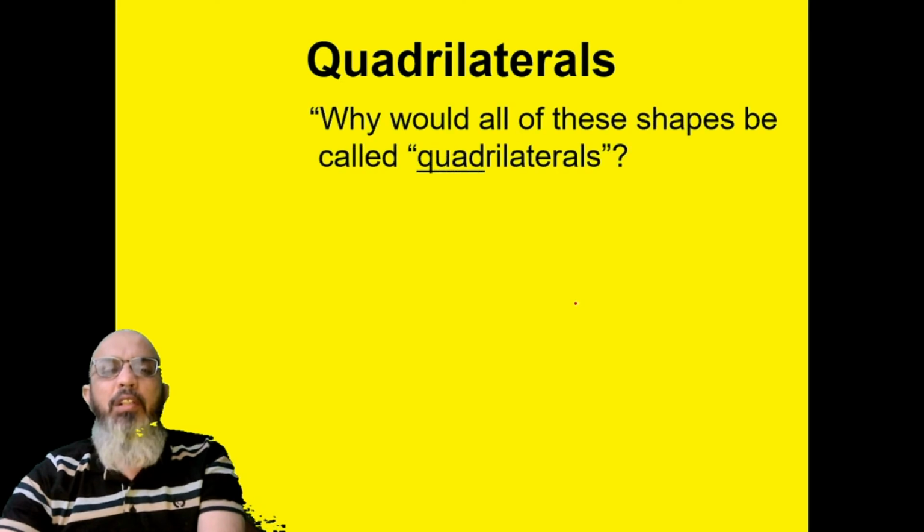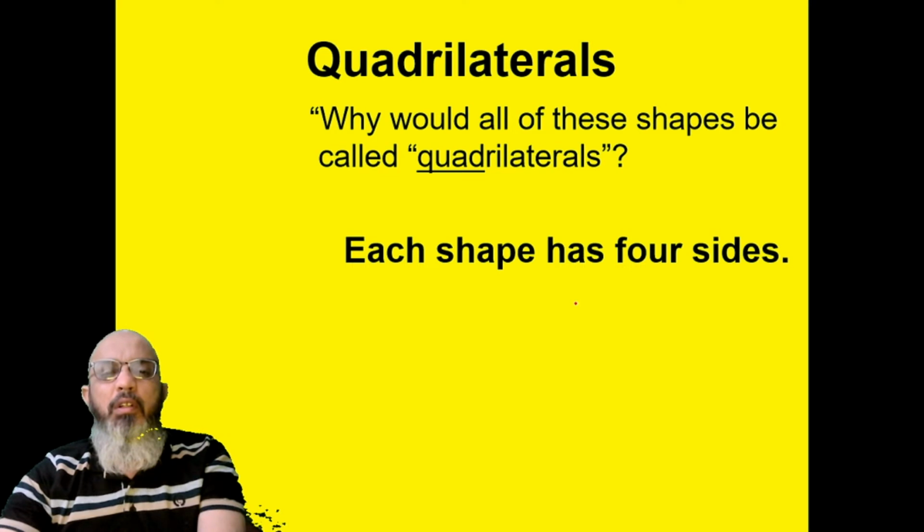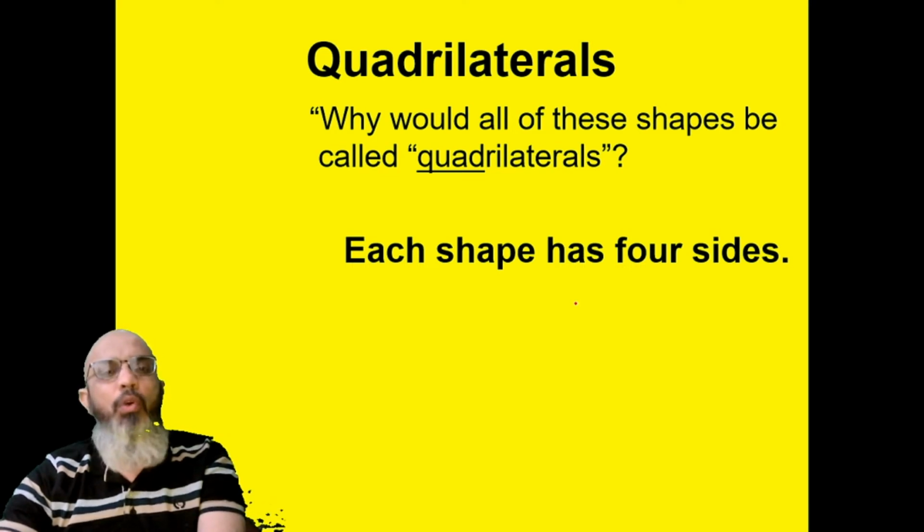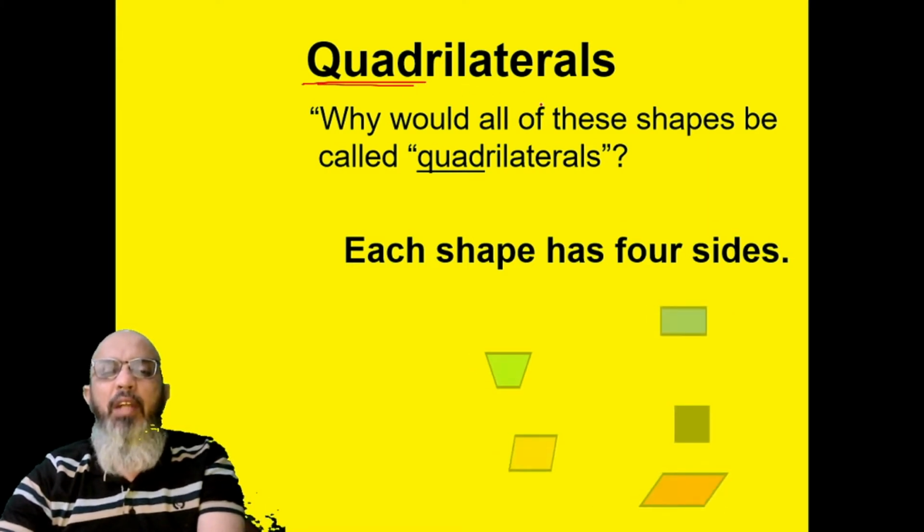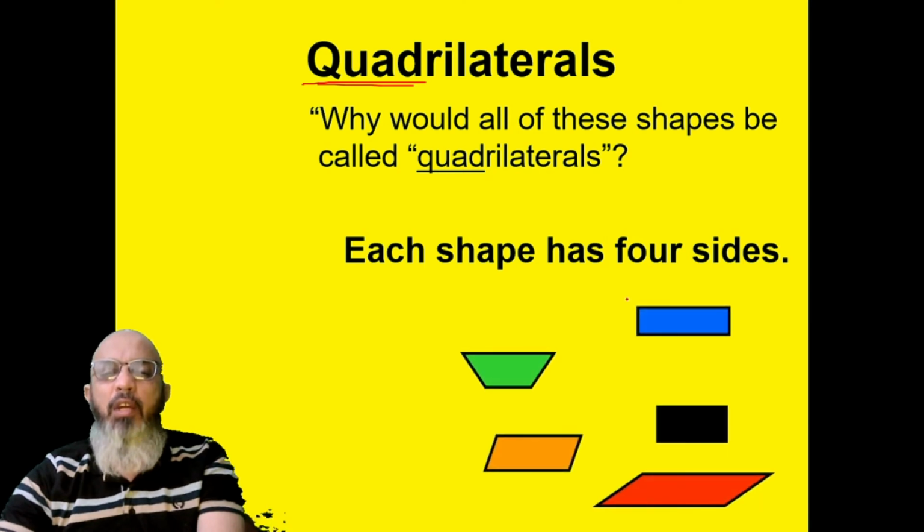So why do we call them quadrilaterals? Why are all these shapes quadrilaterals? Because each shape has four sides. As I told you earlier, quad means four. So that's why we call them quadrilaterals, right? If you look at all these shapes, the rectangle, trapezium, parallelogram, rectangle, and then again parallelogram, all of these shapes have four sides. So that's why we call them quadrilaterals.